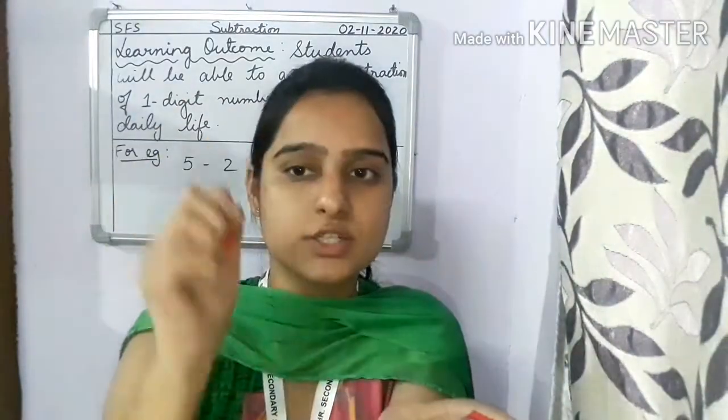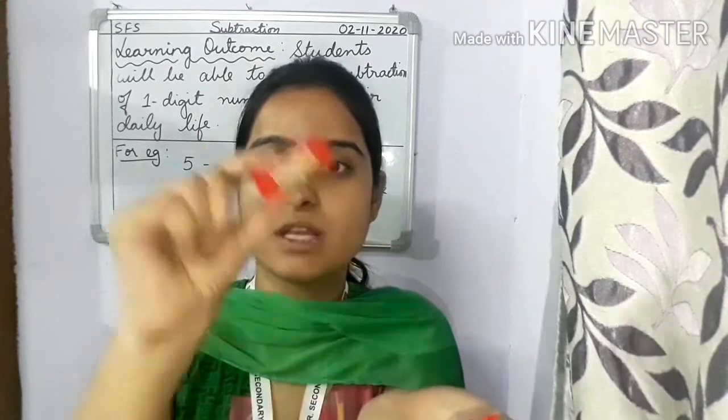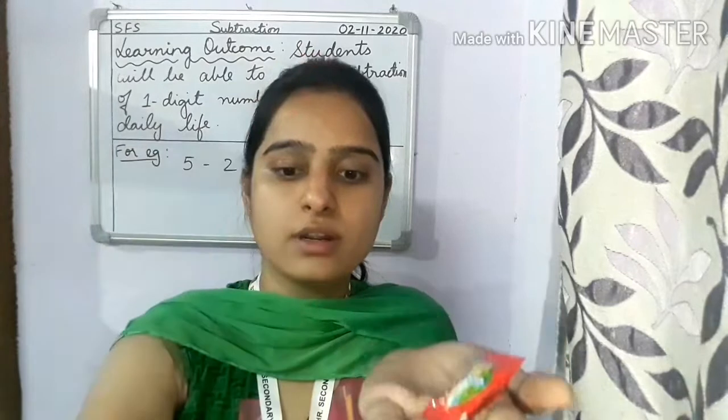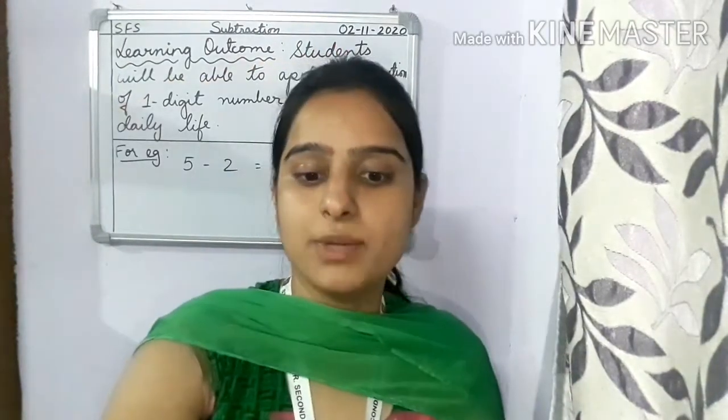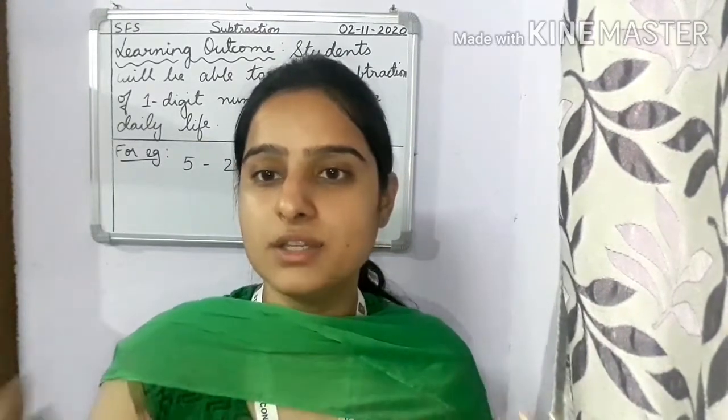I have 7 chocolates. Now I am going to eat 2 chocolates, children. Suppose I ate 2 chocolates, how many chocolates remain with me now? So what we are going to do? We are going to count. 1, 2, 3, 4, 5. So how many chocolates remain with me? 5 chocolates. This is how we can use subtraction in our daily life.